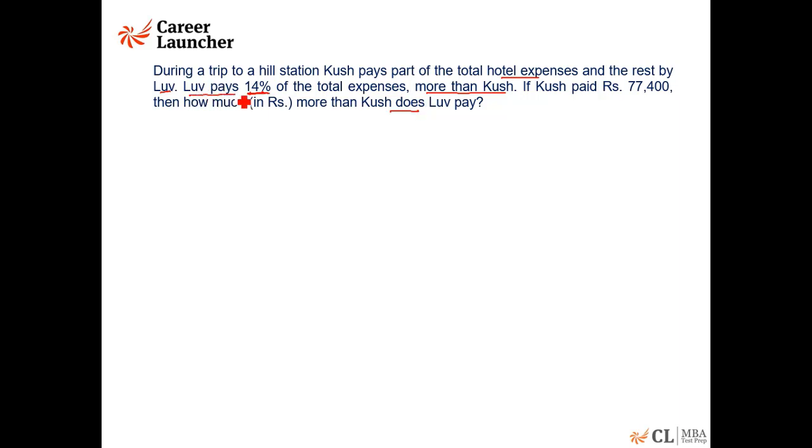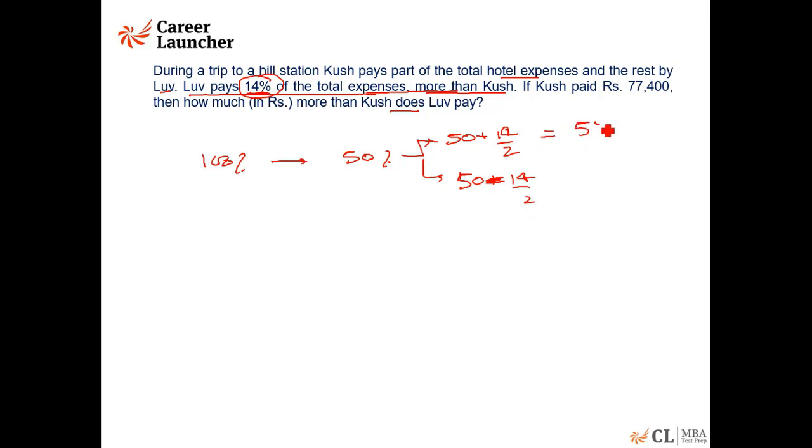To me, this is a critical line: Love pays 14% of the total expenses more than Kush. How do you calculate this first? If the total expenses are 100%, the midpoint is 50%. The difference is 14%. So one person will pay 50 plus 14 by 2, and the other person will pay 50 minus 14 by 2. So 57 and 43. Right? This is the critical thing out here. This will help you save a lot of time.